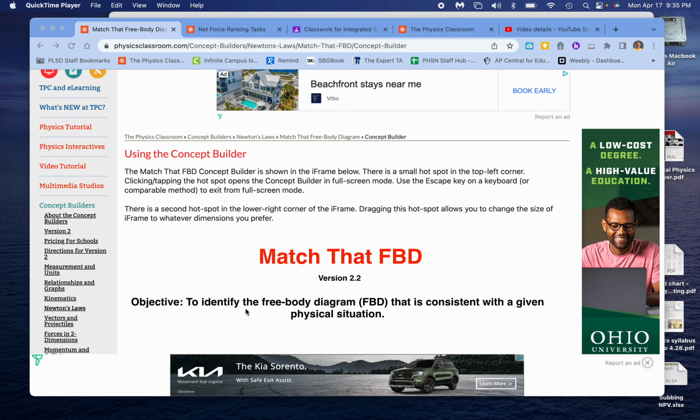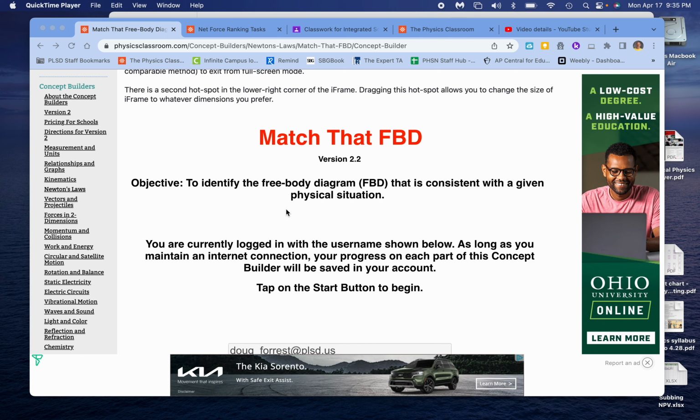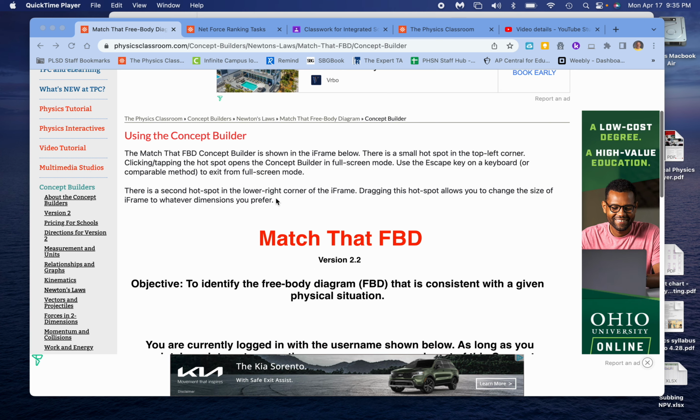If you don't remember your password or it wasn't saved in your Chromebook, you should be able to go reset that. It'll send you a recovery email to your school email. At any rate, once you do that, we're going to go to the Match That Free Body Diagram.